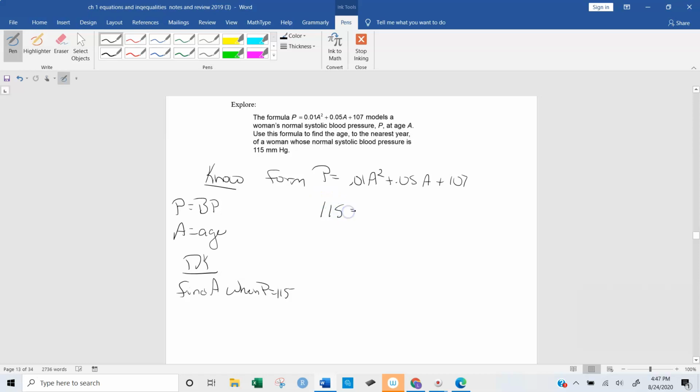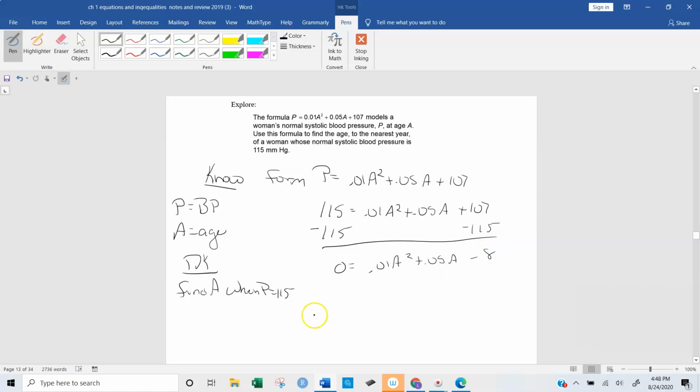So let's plug this in. We have 115 equals 0.01a squared plus 0.05a plus 107. Since I got an a squared and an a, I can do any of the above. I can complete the square. I can do the quadratic formula. I could try to factor it. I think I'm going to go with the quadratic formula because these numbers are pretty ugly. So let's subtract the 115 and set this thing equal to 0. So 0 is equal to 0.01a squared plus 0.05a minus 8.